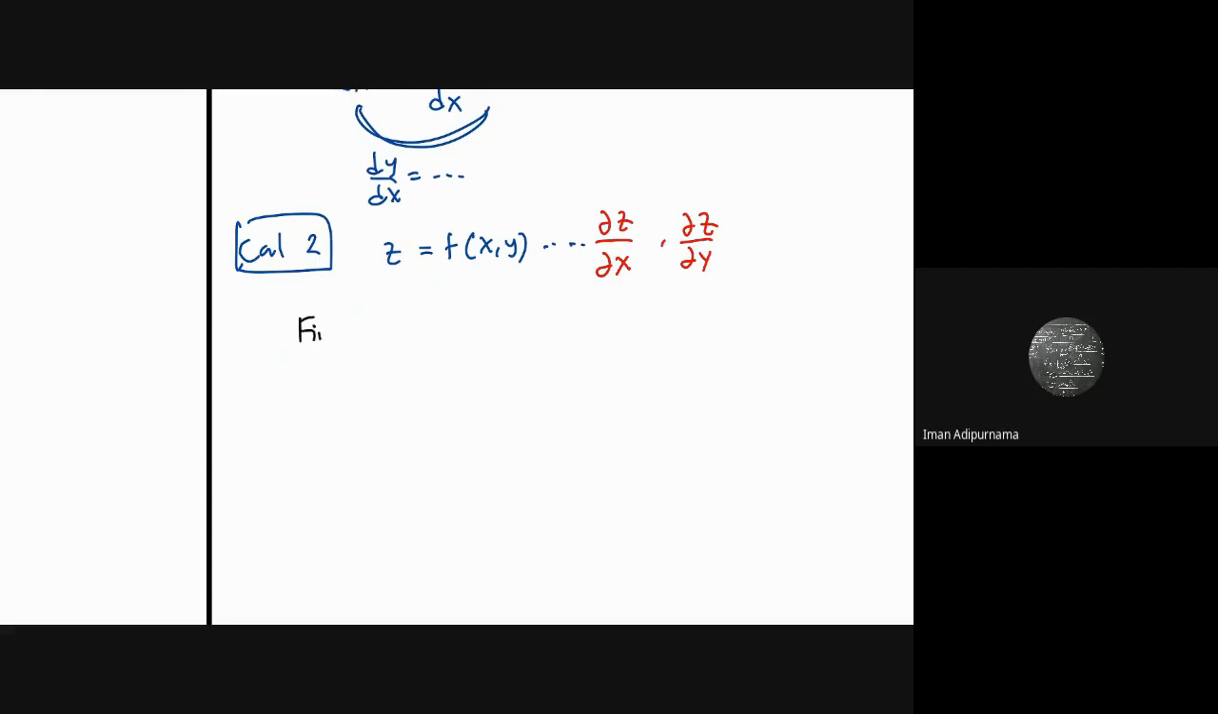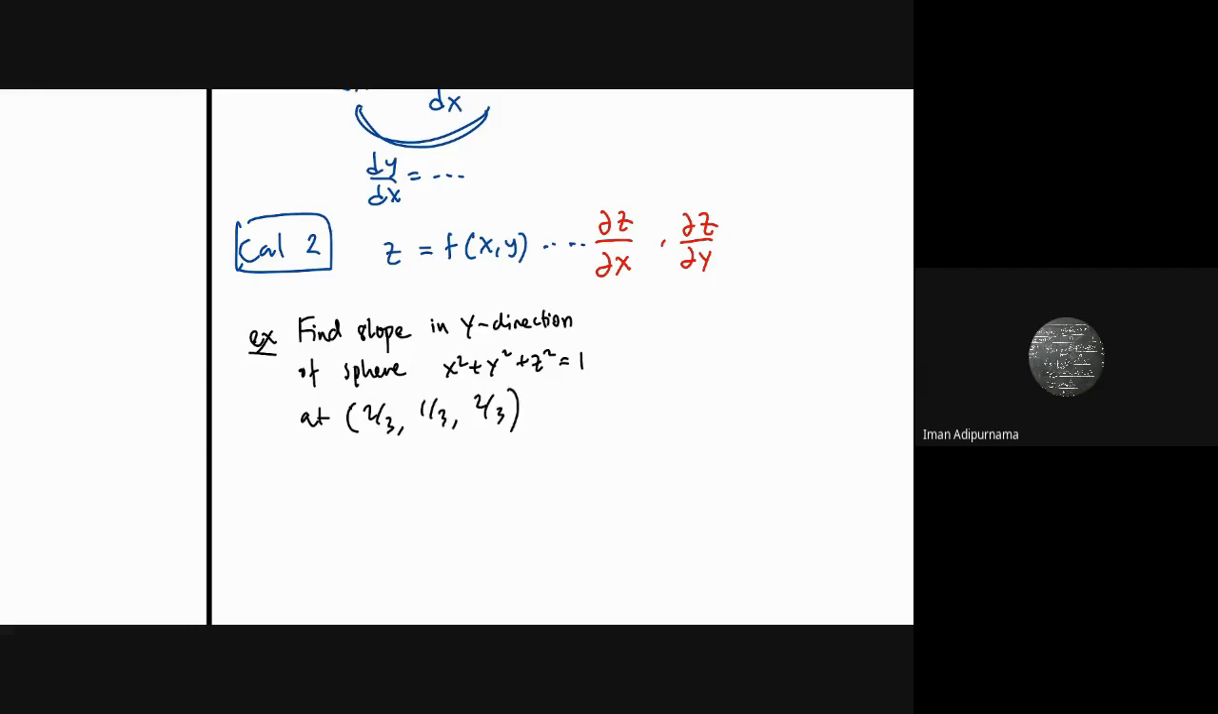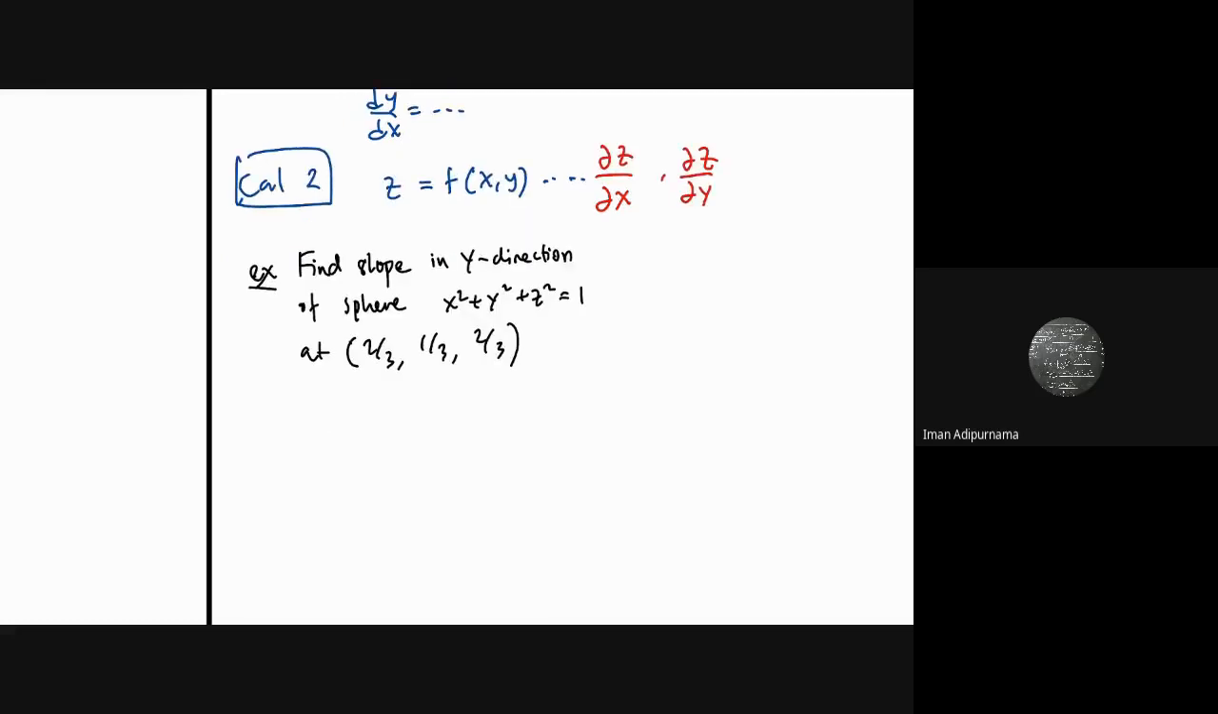So find the slope in the y direction of the sphere at a point, this point. Okay. Now let's start by writing the sphere equation. What we need to find is the slope in y, right?